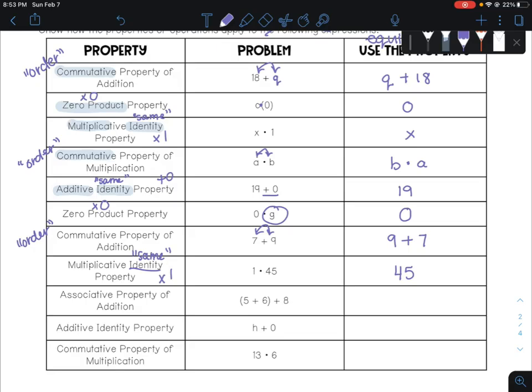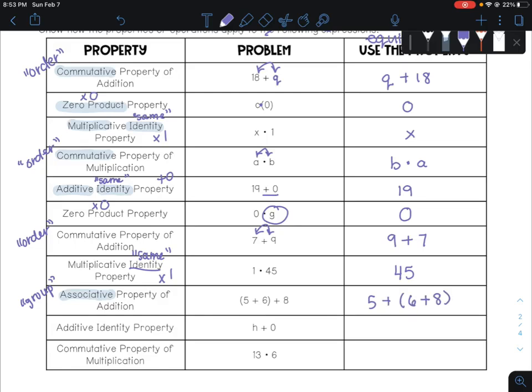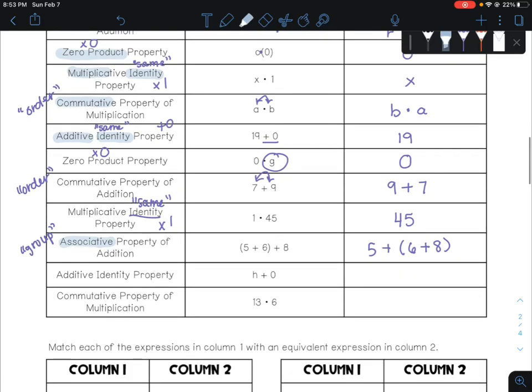The associative property of addition is when we deal with the grouping. So we're going to change the order by changing the group. So instead of 5 plus 6 first, now it's going to be 5 plus 6 plus 8 grouped together. So if we were to solve this, we would actually add these two first versus the 5 and the 6 first. But it doesn't matter because the associative property tells us that they're the same.